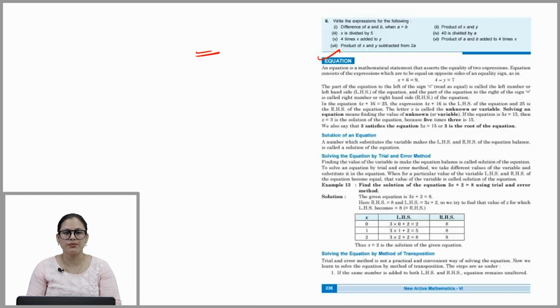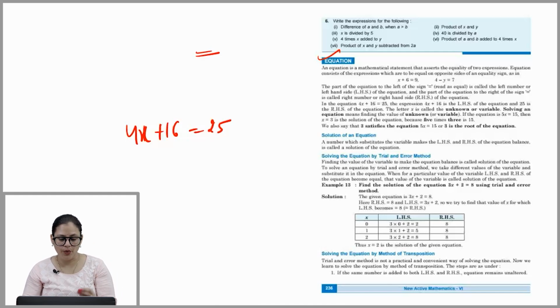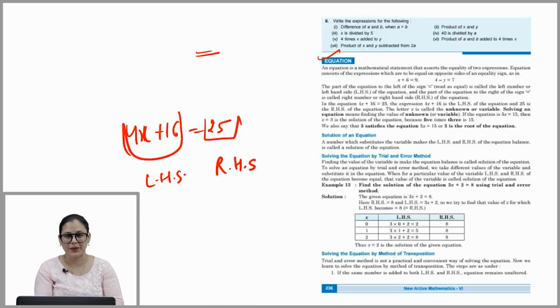In the equation 4x plus 16 is equal to 25, this 4x plus 16 is the expression. See, this is LHS and this is RHS. So, 4x plus 16 is the LHS of the equation and 25 is the RHS of the equation. The letter x is called unknown or variable.